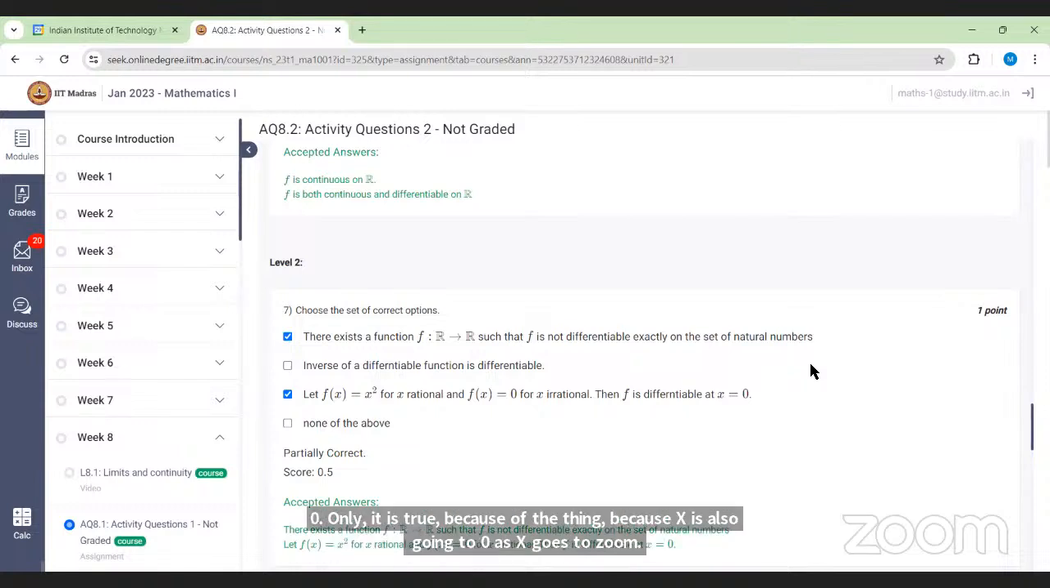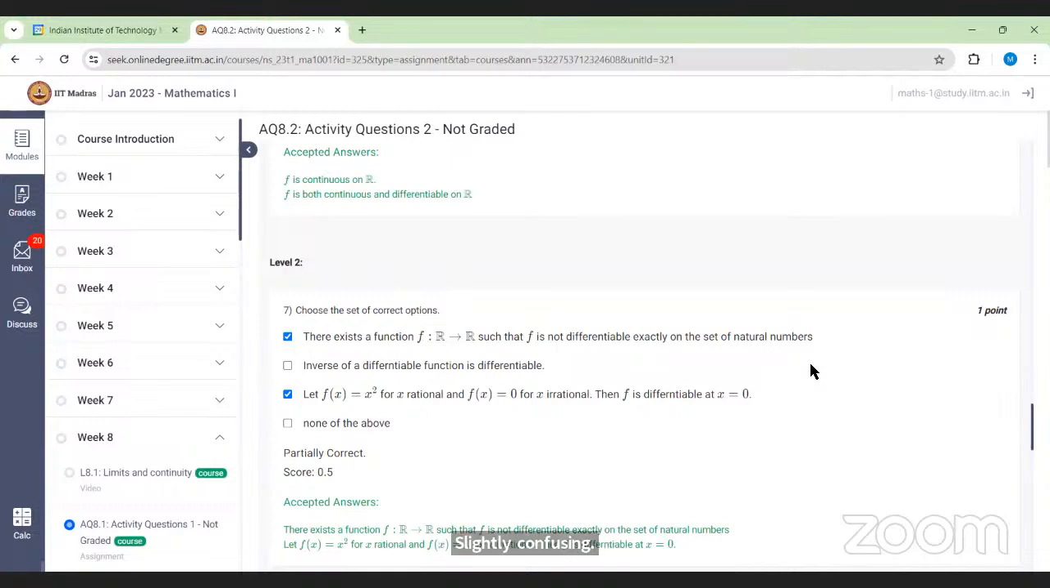Slightly confusing. Is the nearest neighbor of 0 irrational or rational? No, we can't say the nearest neighbor of 0, because there are infinitely many irrationals as well as infinitely many rationals near 0. You can't pick any of them because they are dense. Between any two rational numbers, you can find an irrational. So should I take it as x square or should I take it as 0? No, take x square.